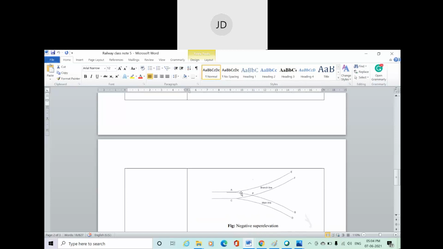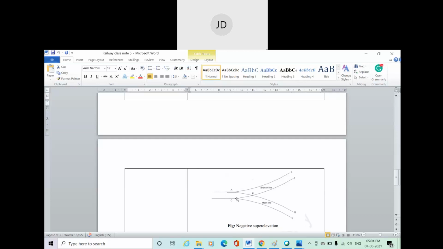Anyway, since this inner rail of the branch line is originally a part of the outer rail of the main line, by default we have to raise this outer rail of the main line compared to the inner rail of the main line. But this is the inner rail of the branch line. That means in this scenario, if you only consider the branch line, the inner rail is higher than the outer rail of the branch line. So this is directly opposite to the basic idea of superelevation.